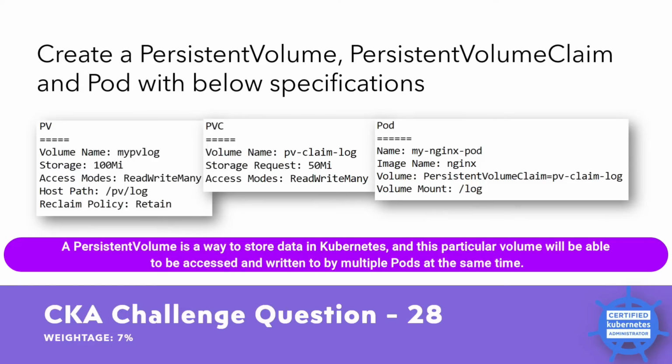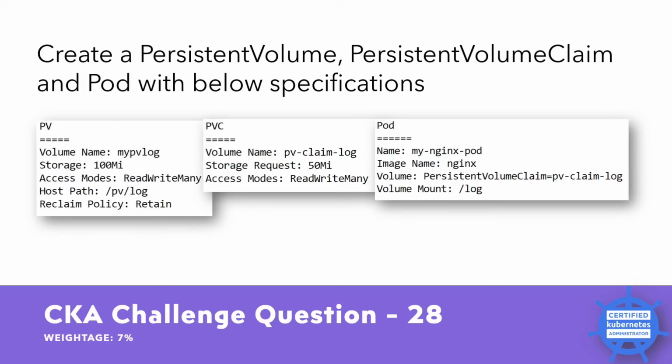A persistent volume is a way to store data in Kubernetes, and this particular volume will be able to be accessed and written to by multiple pods at the same time. The PVC you need to create should have the volume name of pvc-claim-log, a storage request of 50Mi, and access mode of ReadWriteMany.